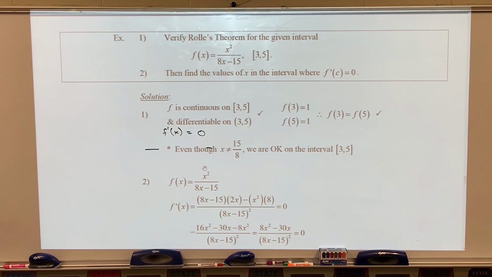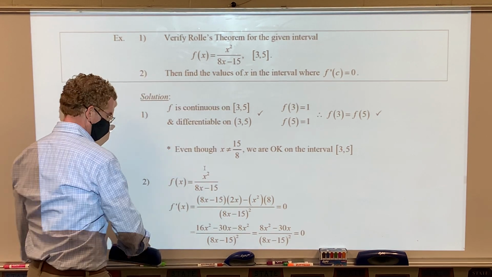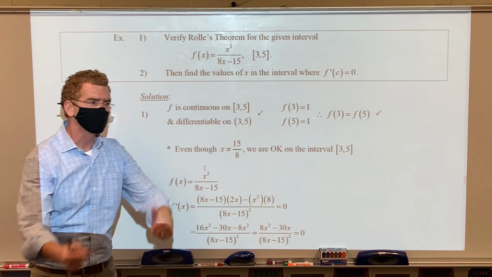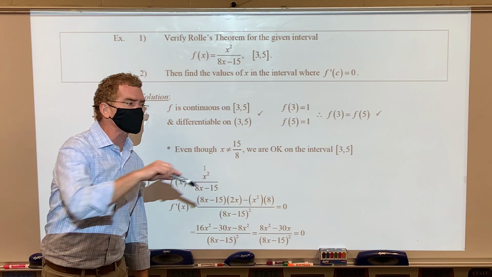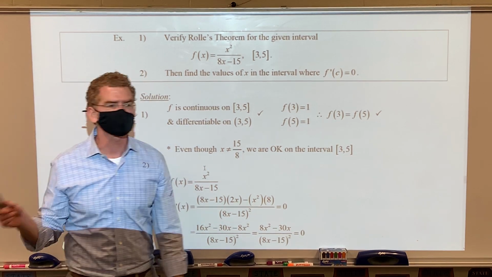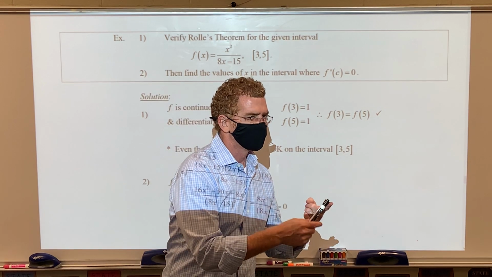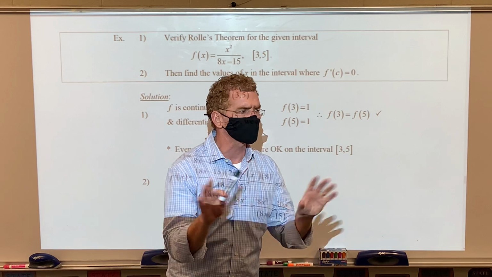Verify Rolle's theorem for this one. Now what do I have? It's not a polynomial, it is a rational function. And rational functions are like polynomials in that they're continuous and differentiable everywhere except maybe where? Holes and vertical asymptotes. Those are the only 2 places.